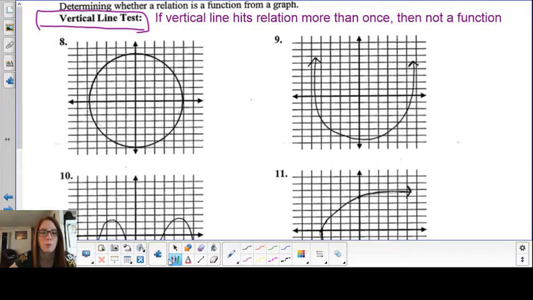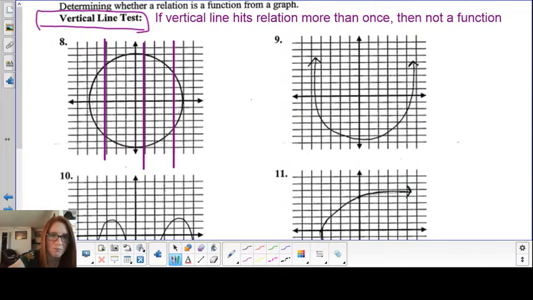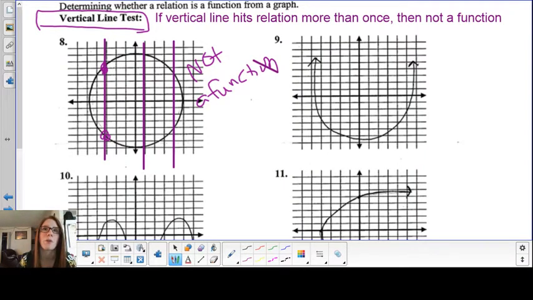And I'm going to cheat a little bit, and I'm going to actually draw lines. That's right, I'm a cheater. What can I say? All right, number 8. So this means I can draw anywhere on my graph, as long as it's vertical. Remember, vertical means up and down. Notice for this first example, this first line, it hits here and here. So I instantly know not a function. Why? Because it hit in 2 spots.